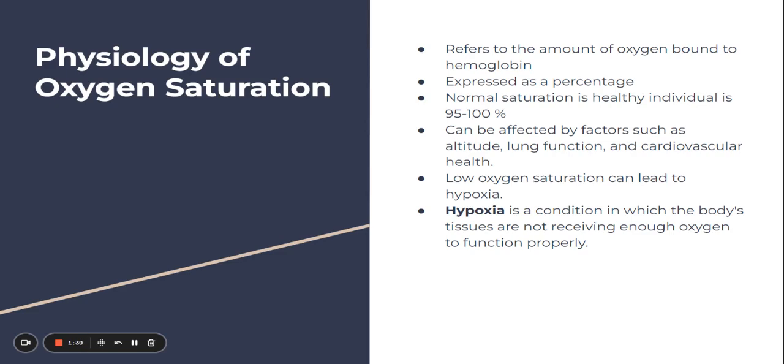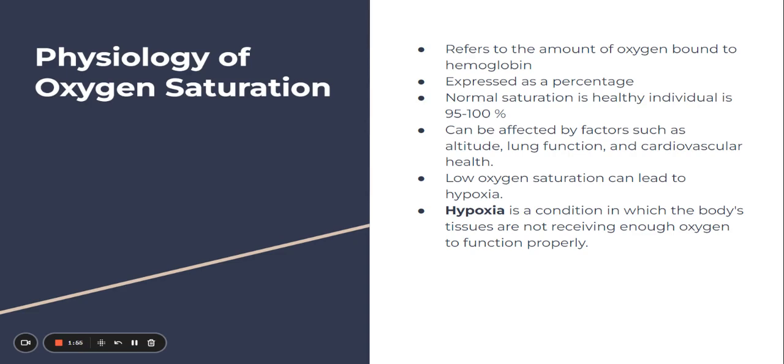And when the body's cells are using less oxygen, the oxygen saturation increases. That's why it's important to understand the concept of left and right shifts in the oxygen hemoglobin dissociation curve, which we will talk about shortly. Factors such as altitude, which I just mentioned, lung function, and cardiovascular health can affect the body's ability to deliver enough oxygen to the cells, leading to changes in oxygen saturation levels.